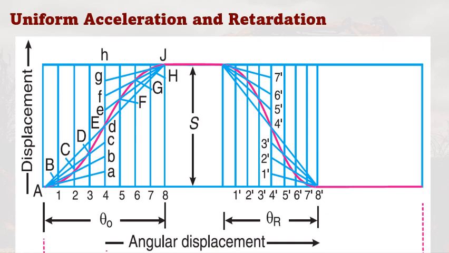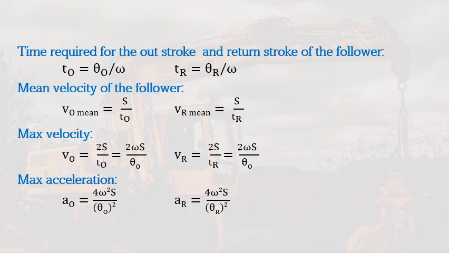Finally, we have uniform acceleration and retardation. For uniform acceleration and retardation, it means that it will have a uniform acceleration and it will have a uniform retardation or deceleration. So you can see here, the first part represents our rise, and then we have a dwell and the fall, as you can see. So we are going to illustrate how to do this.